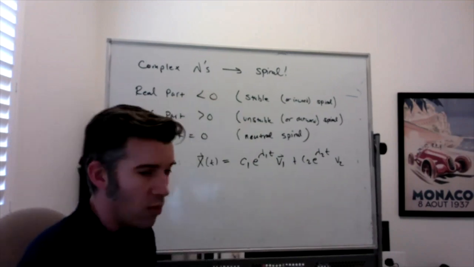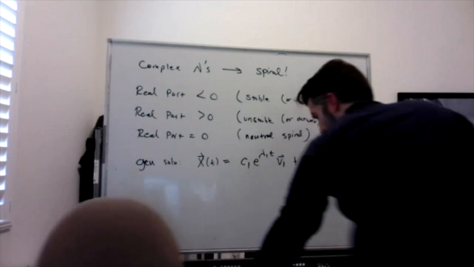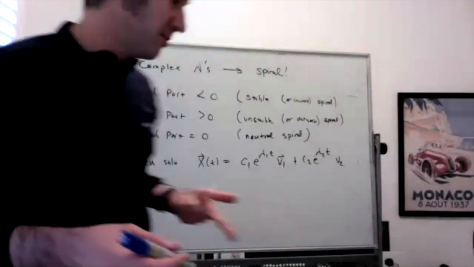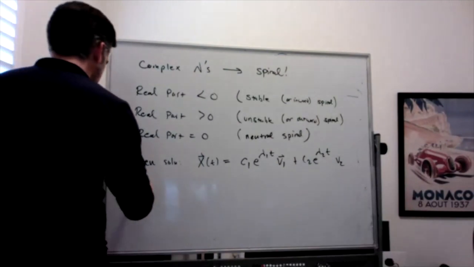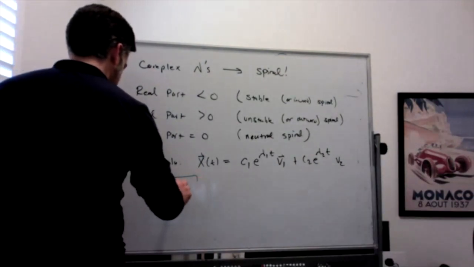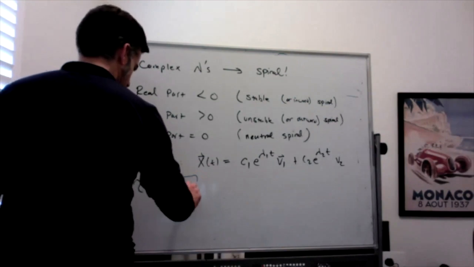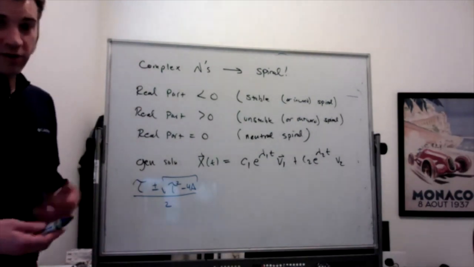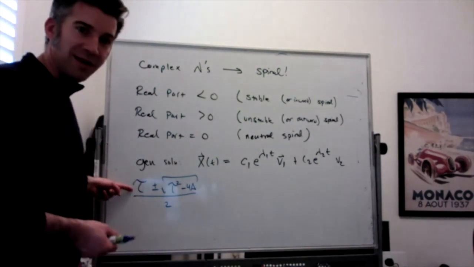So somebody asked, what's an example when the real part's equal to 0? So, well, let me ask you guys. If we use the trace determinant method, where the solution is this, for the real part to be 0, what would the trace have to be?